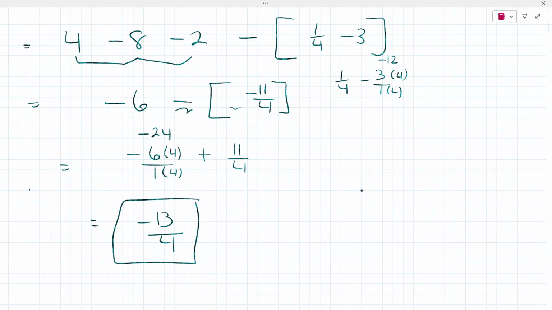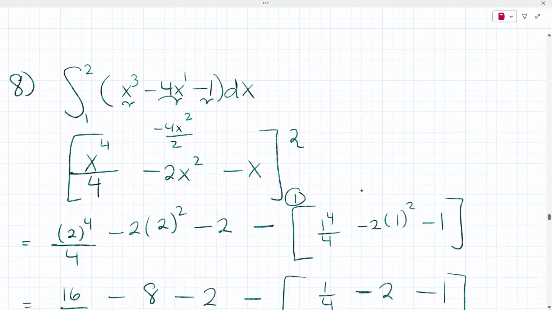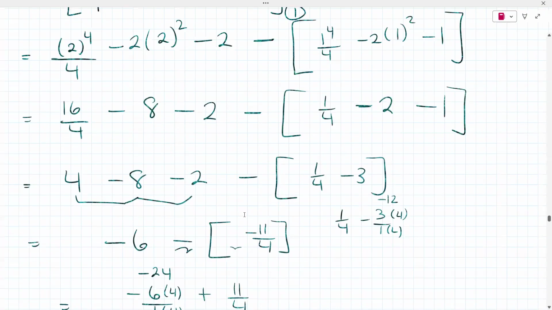Yeah, not too bad. The only difference is we did apply the fundamental theorem, because we have boundaries now. We did the upper minus the lower.